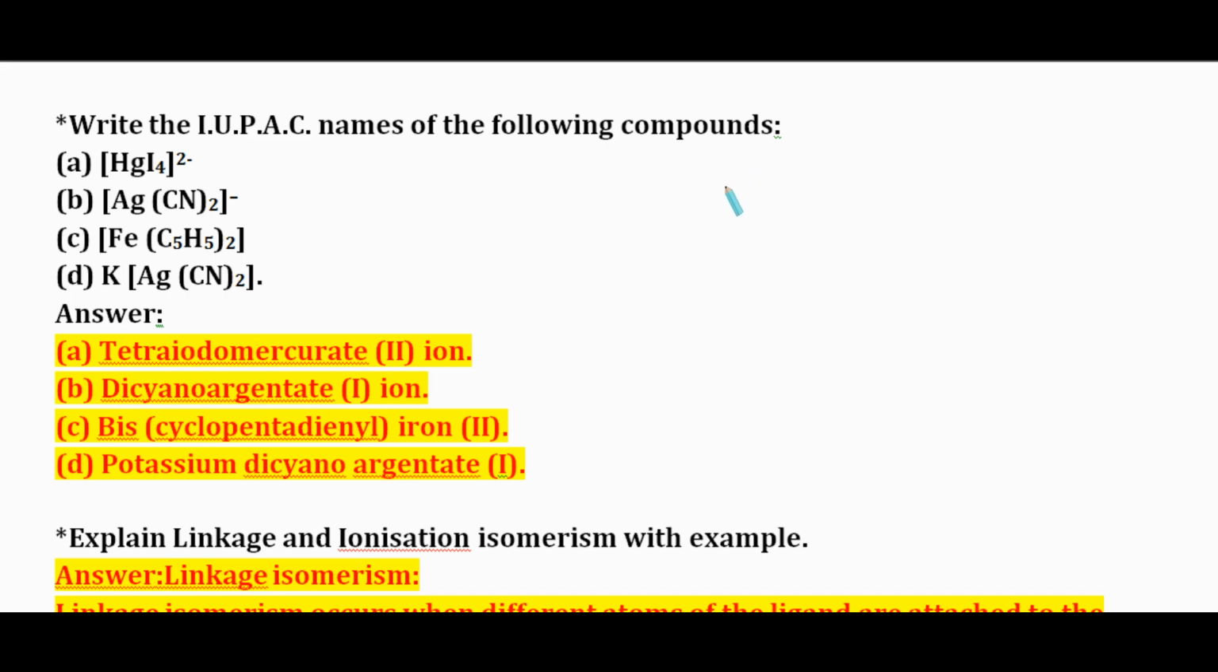Write the IUPAC names of the following compounds. This is tetra, then I for iodo, next mercury, but it has a negative charge, so ate is given to it. It is mercurate, and 2 minus is the charge of the ion. Next is di for 2, cyano, then argentate, ate because there is a minus here; it is one ion, so we write 1. Next, let's see here: this is bis, cyclopentadienyl, and Fe is for iron, and it has 2 minus, so the oxidation number will be 2. Next is potassium, then di, then cyano, and then argentate.